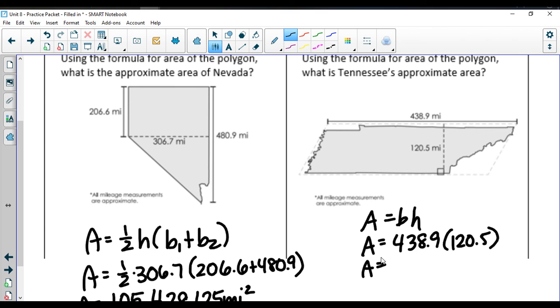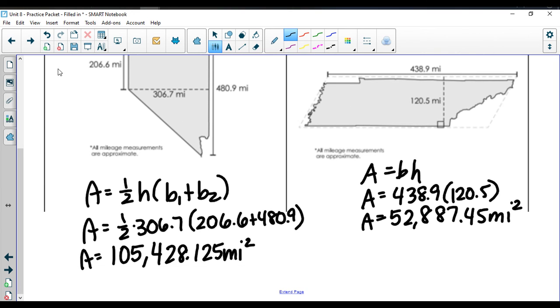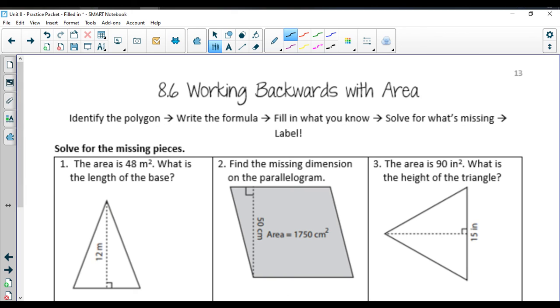And multiplying those two together, we get 52,887.45 square miles then. And that is it for lesson 8.5, your practice packet.